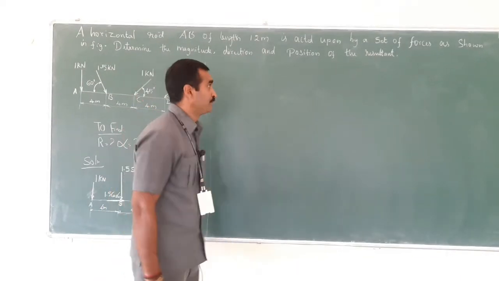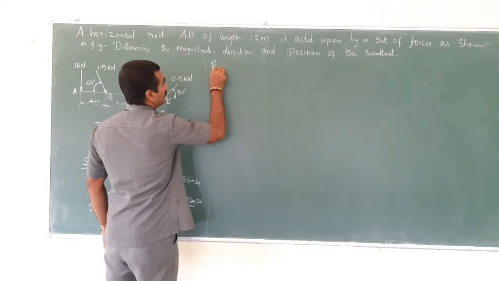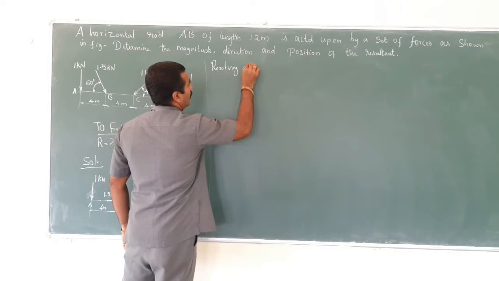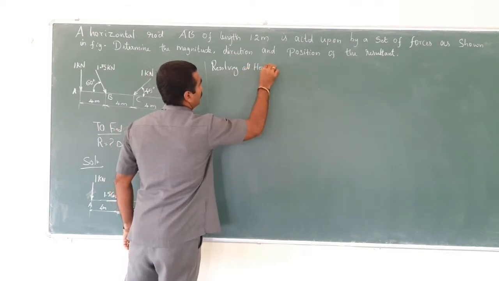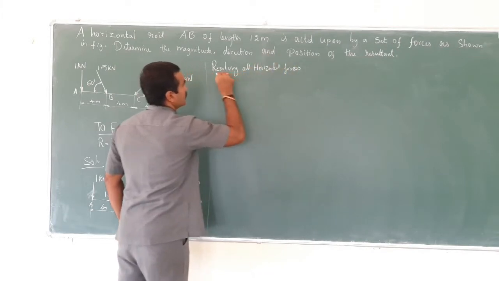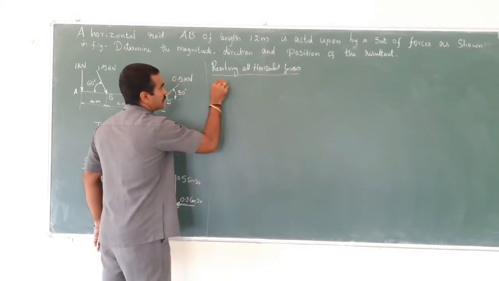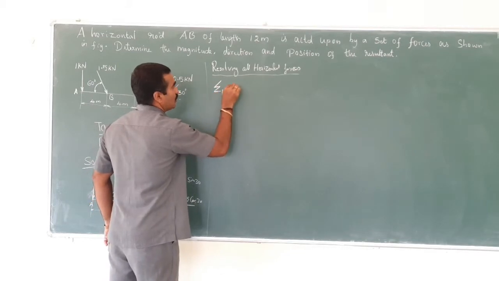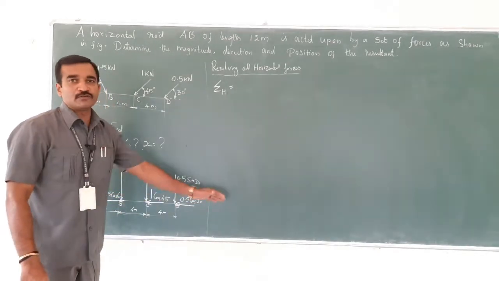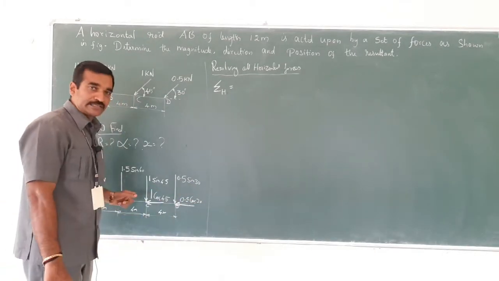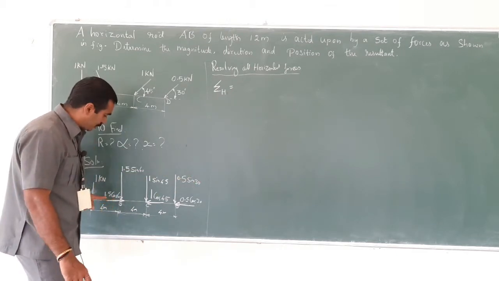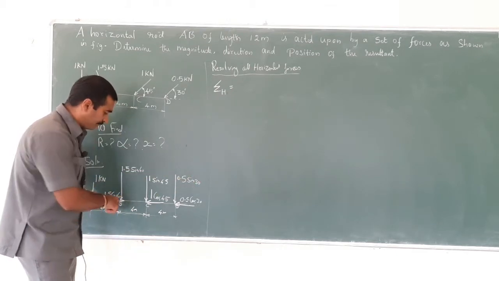So next, we'll have to resolve the forces, that is resolving horizontal forces separately and resolving the vertical forces separately, which is nothing but resolving all horizontal forces, which is nothing but summation H, sum of horizontal forces, isn't it? So look at here, how many horizontal forces are here as far as this diagram is concerned? A force which is acting in the x direction of magnitude 1.5 cos 60.